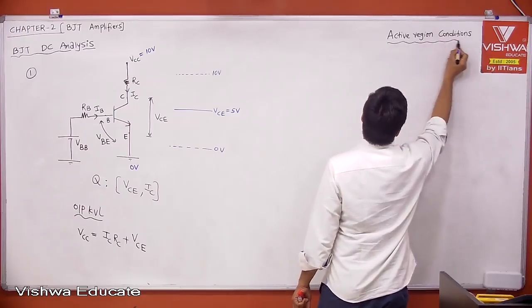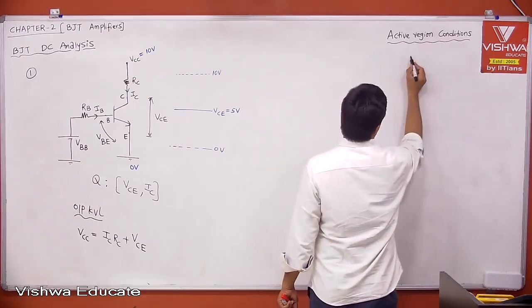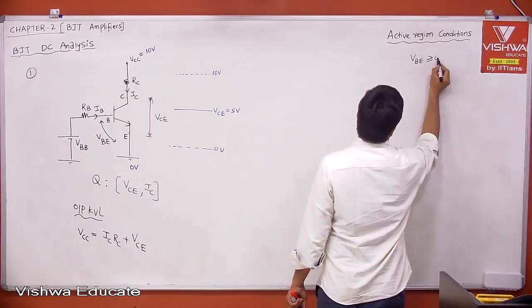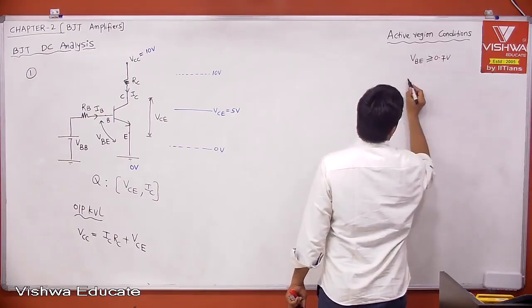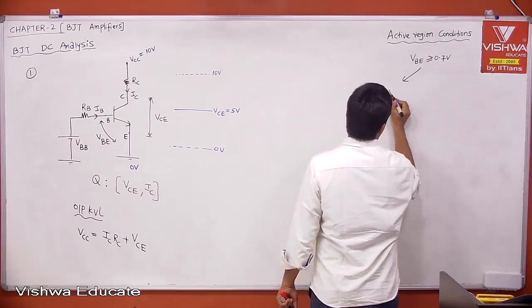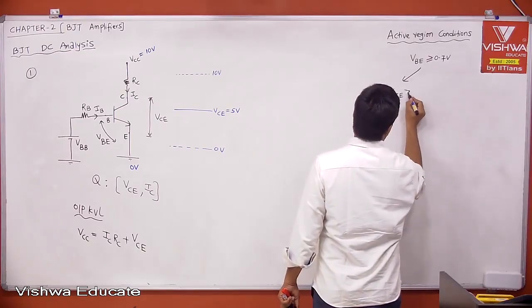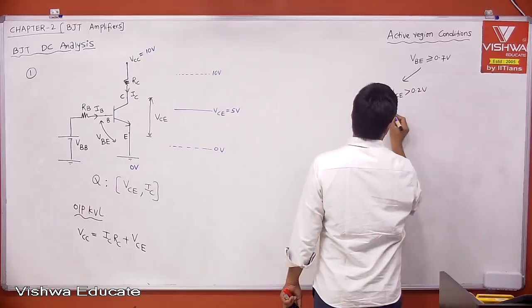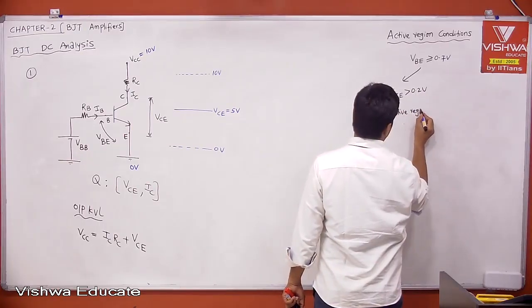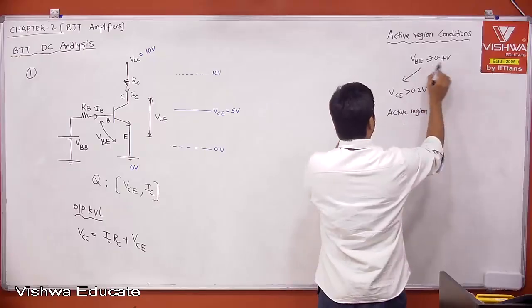I already gave it to you, right? And derived also. What are they? Your VBE should be greater than or equal to 0.7, and what? I told you, right? If VCE is greater than 0.2, then this is what is your active region. Therefore, now tell me what is your VBE?